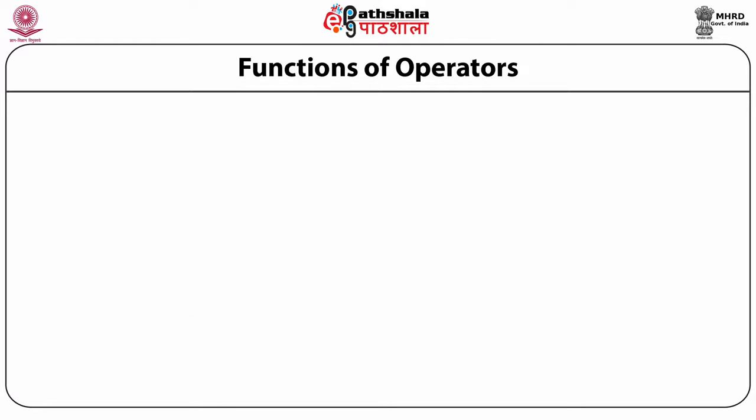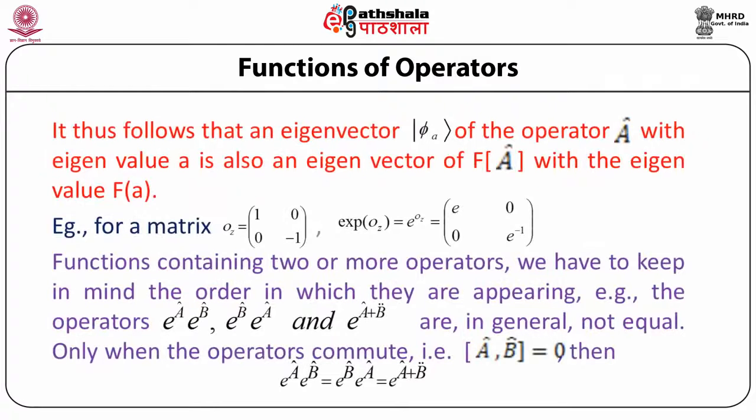Functions of operators. So from our previous relation, we can see that if we have an eigenvector ket vector phi A of the operator A with eigenvalue a, then this is also the eigenvector of the function f of operator A with the eigenvalue f of a. For this, we can consider an example.